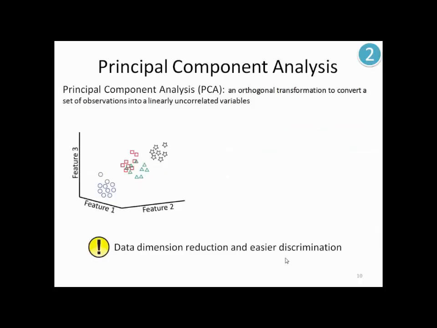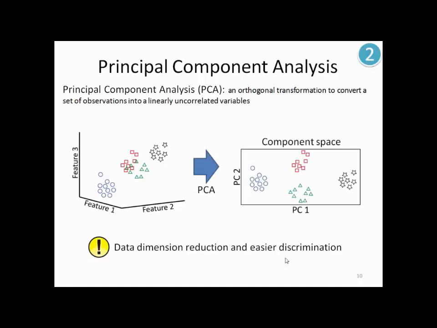But we also want to apply some extra processing to the optical signal. So we try to apply principal component analysis. This is an orthogonal transformation to convert a set of normally correlated variables into linearly uncorrelated variables, like we can see in the graph. So there are some data that are correlated, and after processing, we can get a reduced data dimension, and it's easier to discriminate the different components.